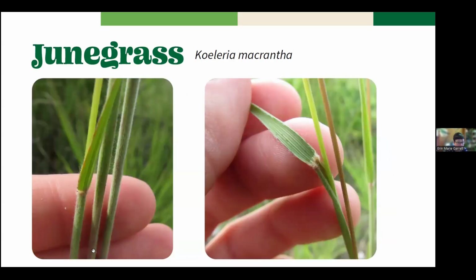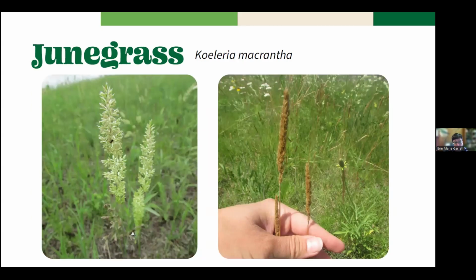Okay, looking up close, we can see those hairs on the leaf sheath, right? Kind of dense woolly hairs. We can see a little bit of that ligule in here. And then again, this is it when it is flowering. It's got this more silvery, light green color.